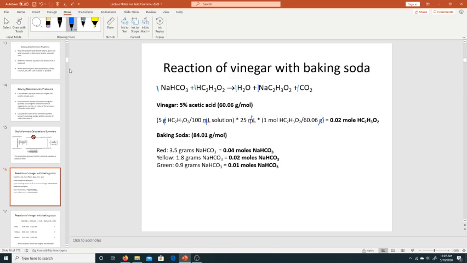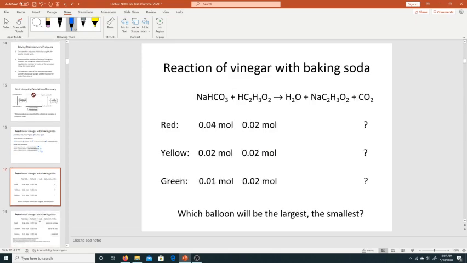1.8 grams is 0.02 moles, and 0.9 is 0.01 moles. Notice here, this is going to be 2 times the number of moles of acetic acid. This is equal to the acid, and this is just 1/2 the acid. Alright, so that summarizes all this here.